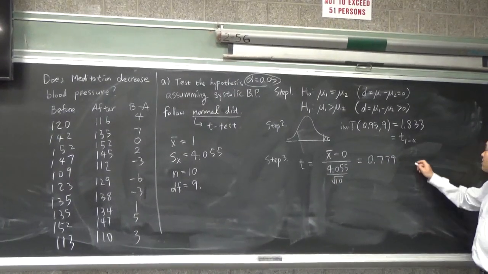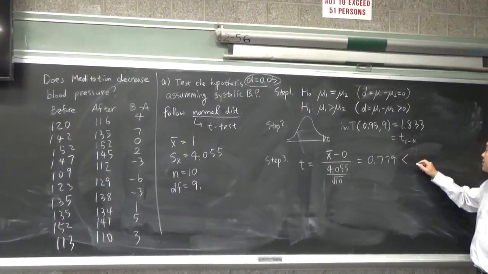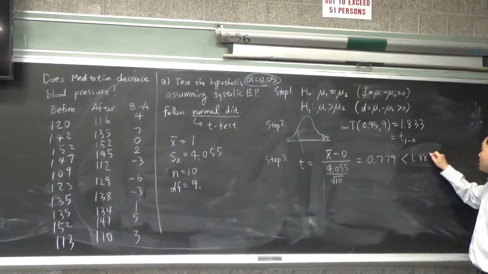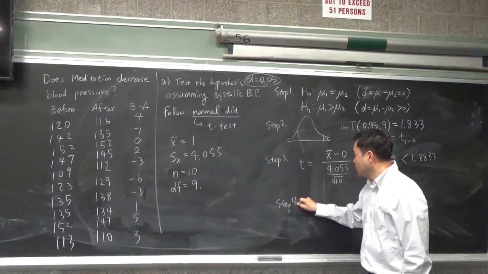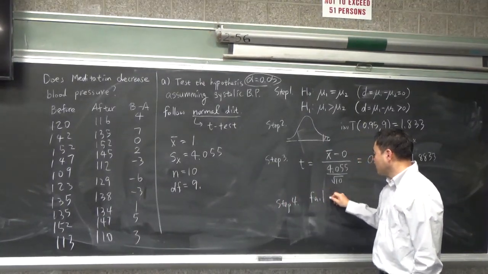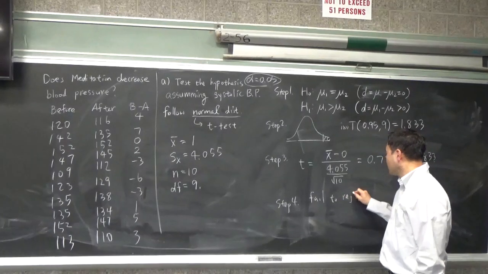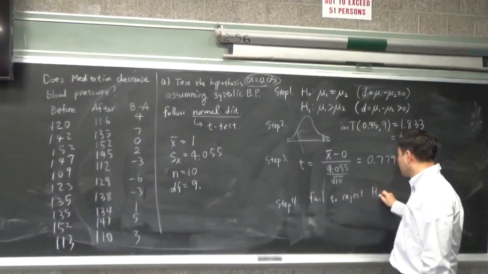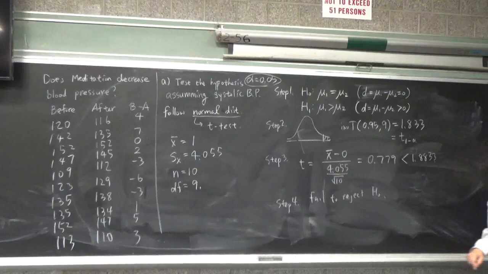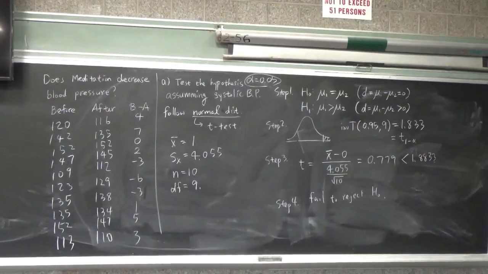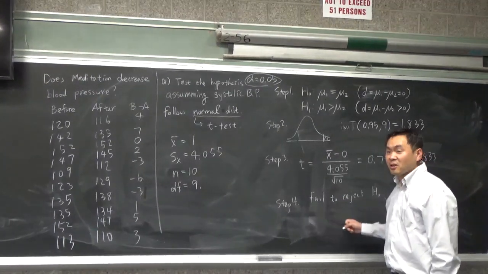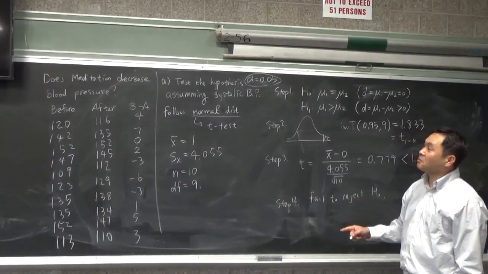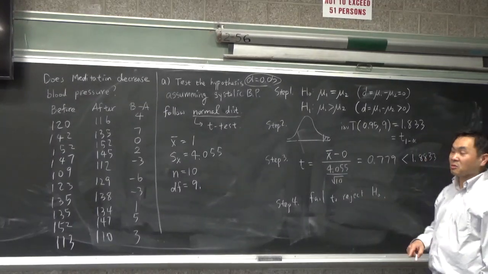And that is not in the rejection region. So what's your conclusion? Fail to reject. Due to insufficient data. Yeah, so the data does not support rejecting the null. So it just means that this data does not support that meditation decreases the systolic blood pressure. Okay?